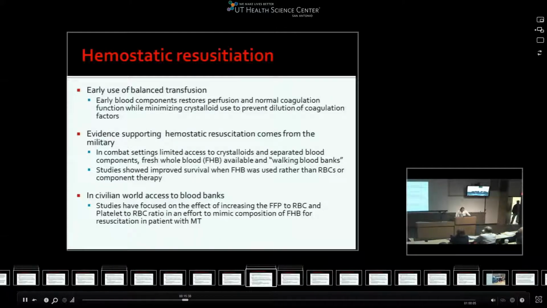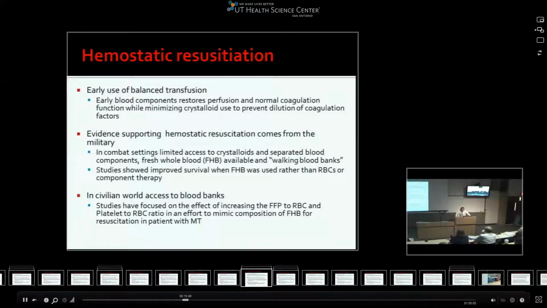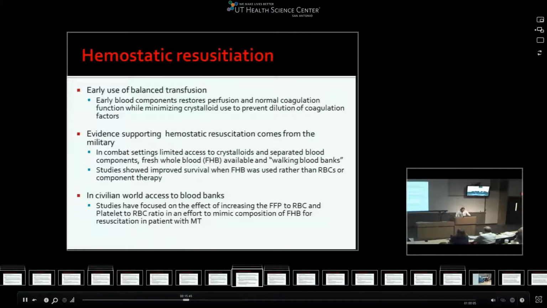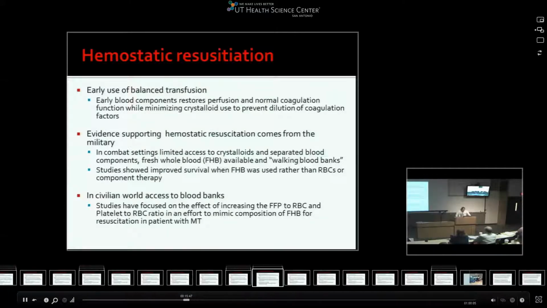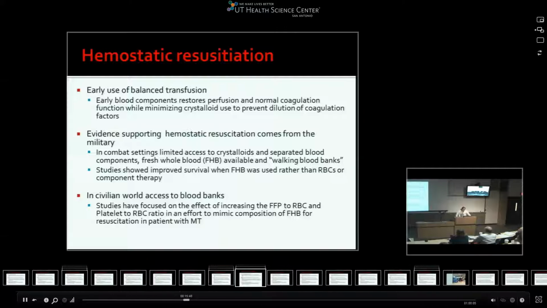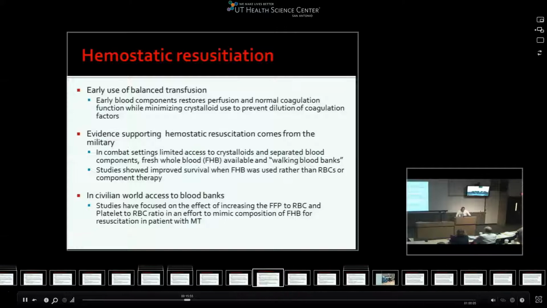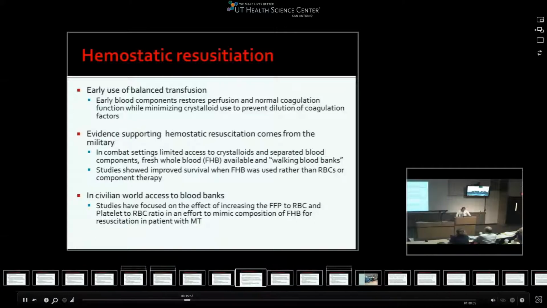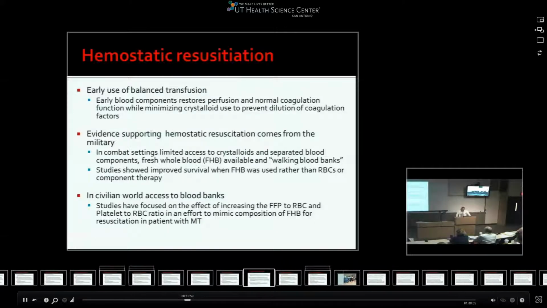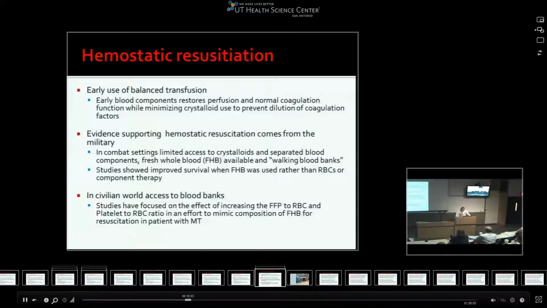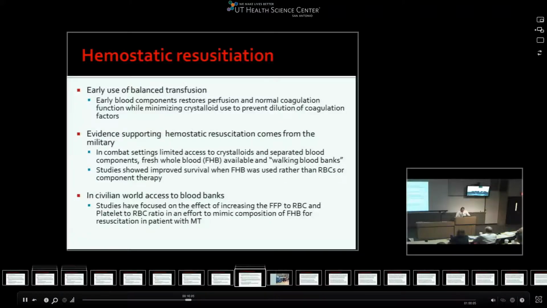And studies showed that there was an improved survival when fresh whole blood was used rather than RBCs or component therapy. This has been tried to translate into the civilian world, where we do have access to blood banks, and studies here have focused more on the effect of increasing FFP to RBC ratios and platelet to RBC ratios, in an effort to mimic the composition of fresh whole blood for resuscitation in patients with massive transfusions.